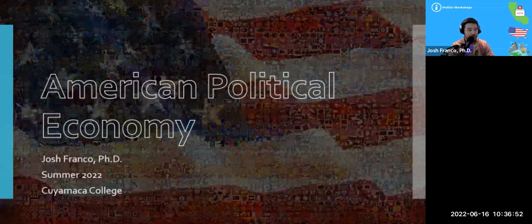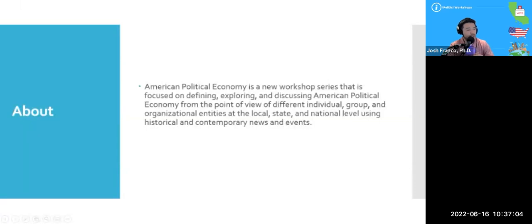This is a new series, which I'll describe in a moment, but I appreciate those of you attending live. And for those of you watching the recording, I also appreciate you taking the time. So let's jump right into this new workshop that I'm starting this summer. It's a series that's focused on defining, exploring, and discussing American political economy from the point of view of different individual, group, and organizational entities at the local, state, and national level using historical and contemporary news and events.